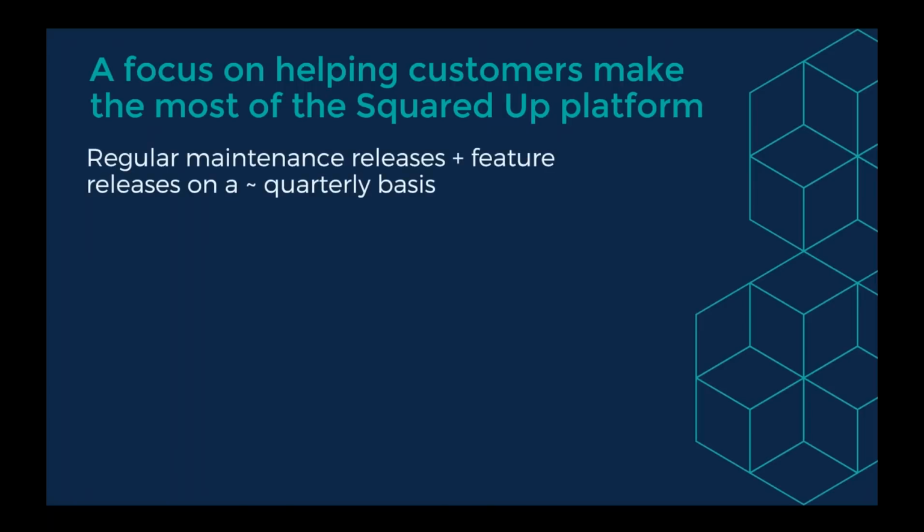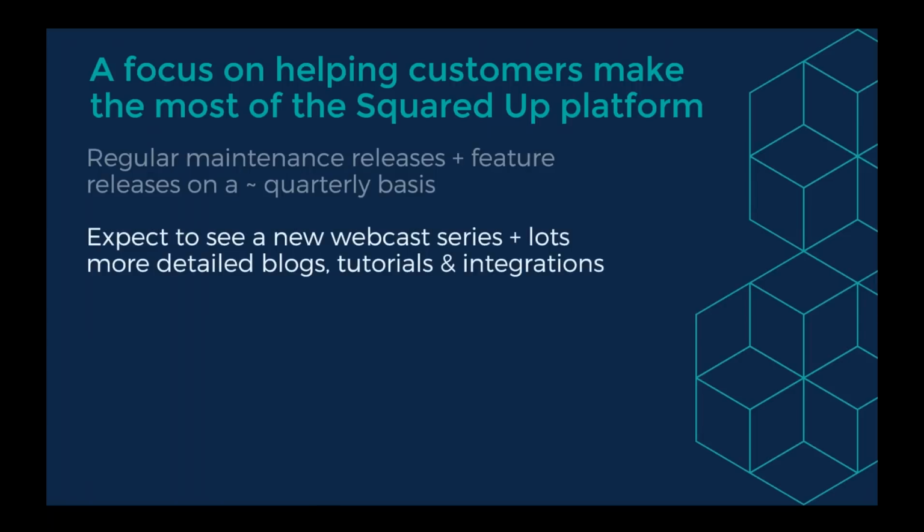So you should expect to see regular maintenance releases from us. We run 2 weekly sprints here at Squared Up. We don't release with every sprint, but that gives you an idea of the basis on which we're working. And we also aim to release feature releases on a quarterly basis.